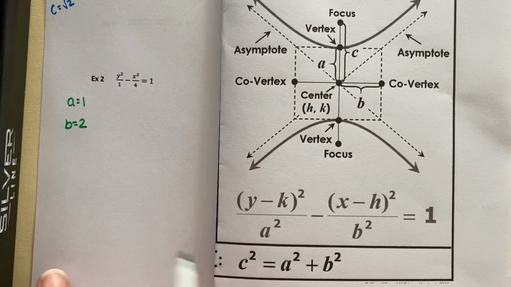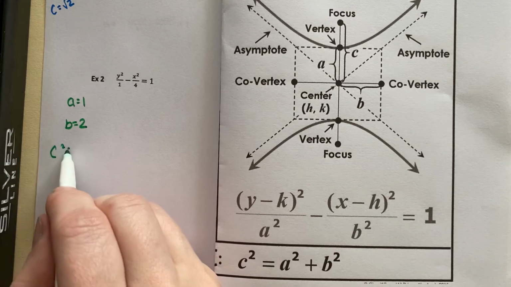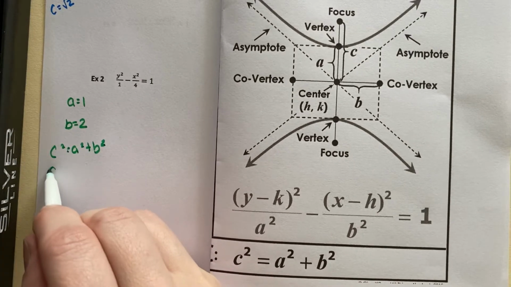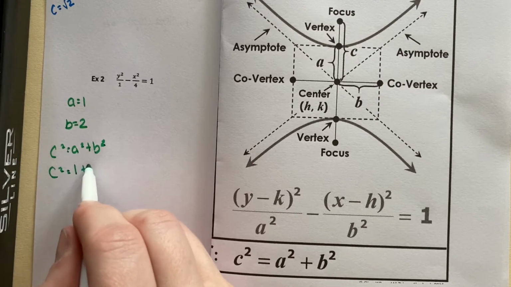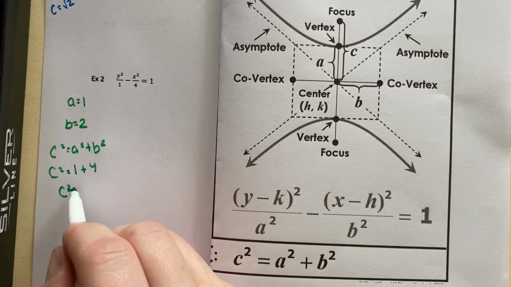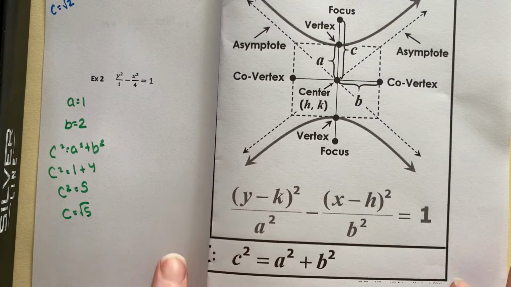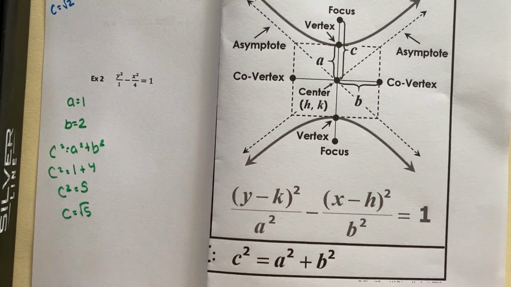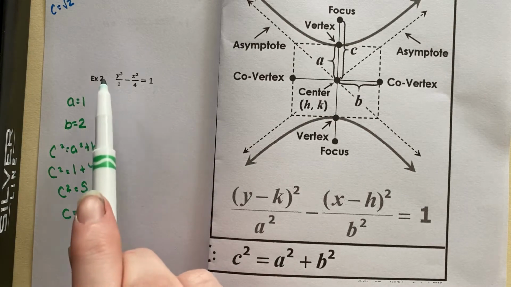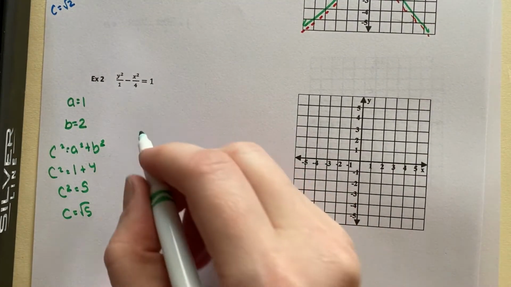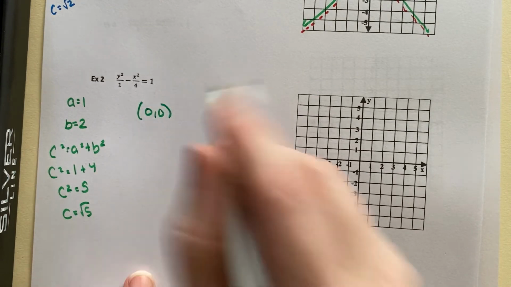And now I can solve for c. I'm going to use my formula. C squared equals a squared plus b squared. So that would be 1 plus 4. C squared is 5. C is root 5. And one more thing I need is the center. Now there's nothing subtracted from the x and the y, so the center is still going to be 0, 0 for this one.